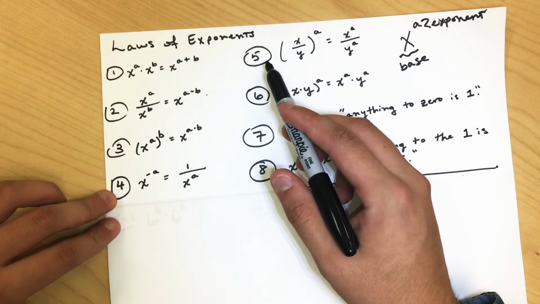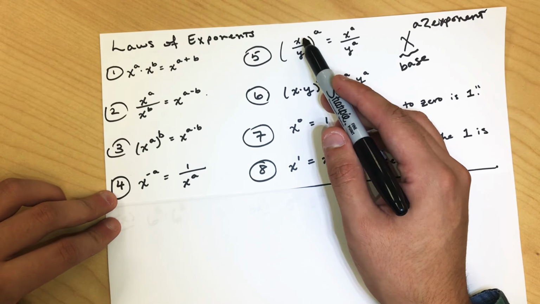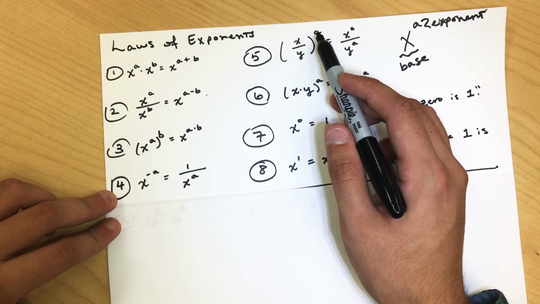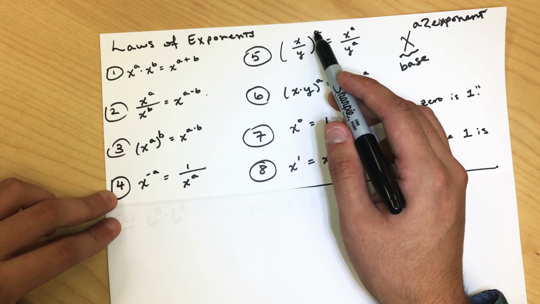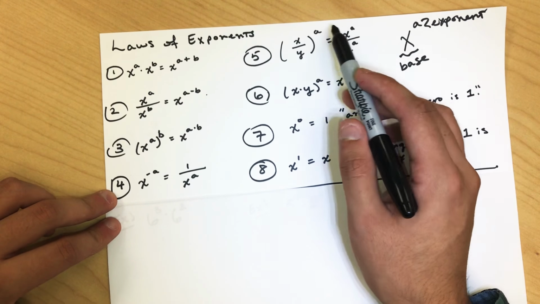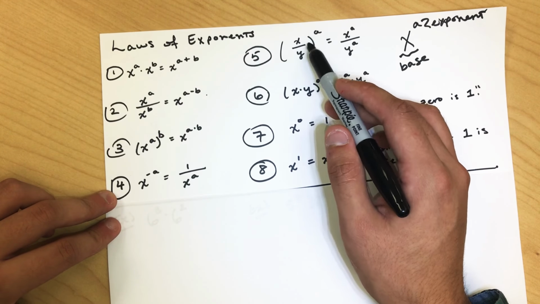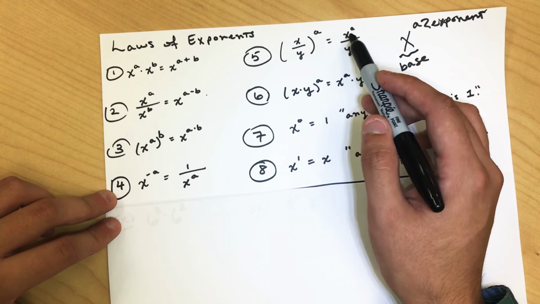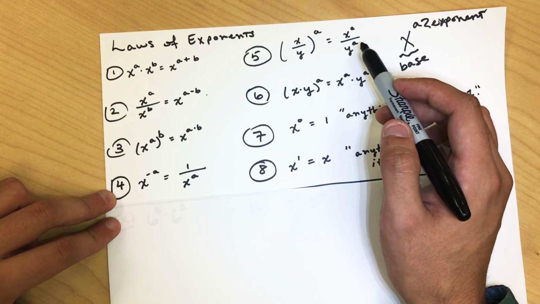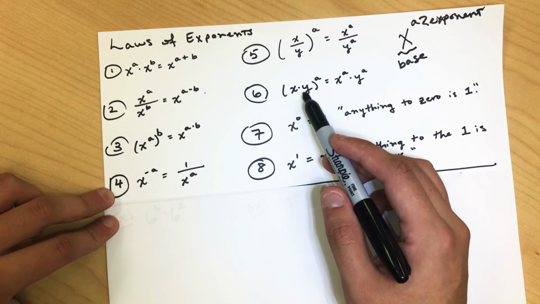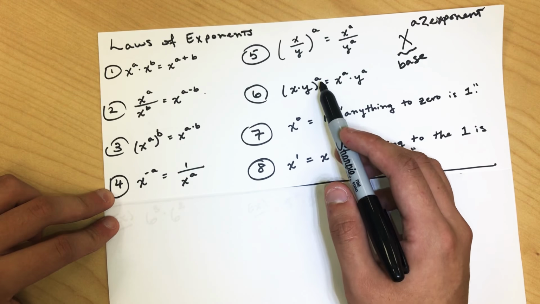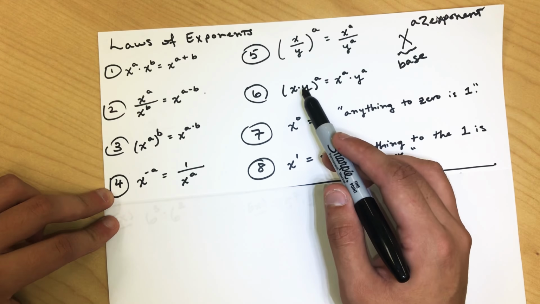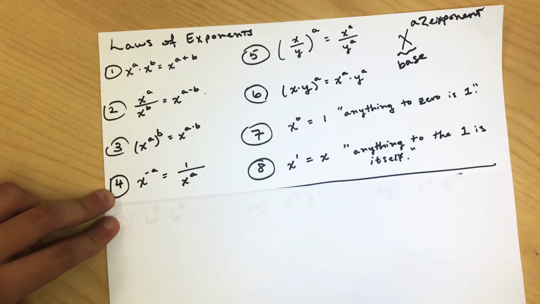And we have number 5. It says that x divided by y, all raised to the a, is the same thing as just raising each one of these to the a, okay? So it's like we're distributing the little a, the exponent, to each one. So you get x to the a over y to the a, all right? Same thing for multiplication, okay? x times y to the a, you just distribute the a to each one. So you get x to the a times y to the a, all right?